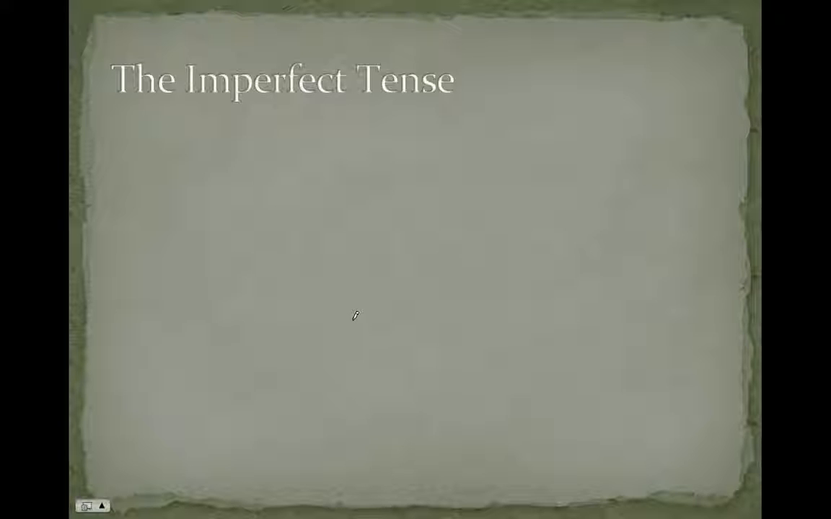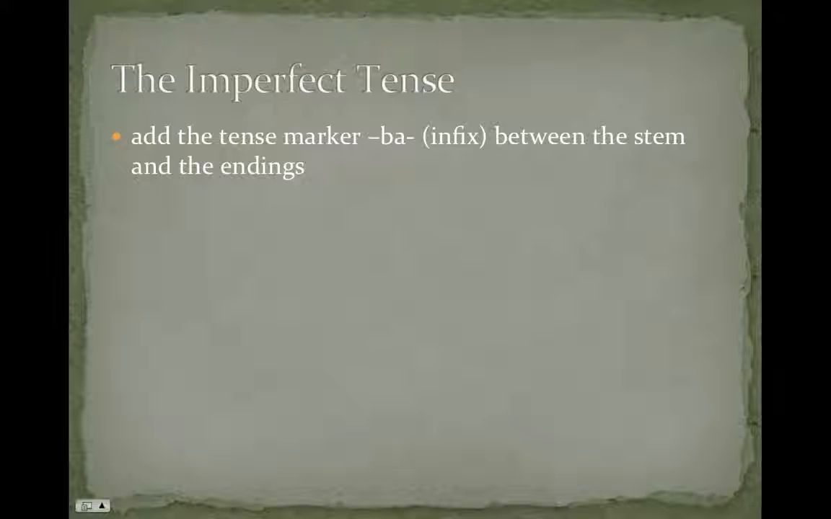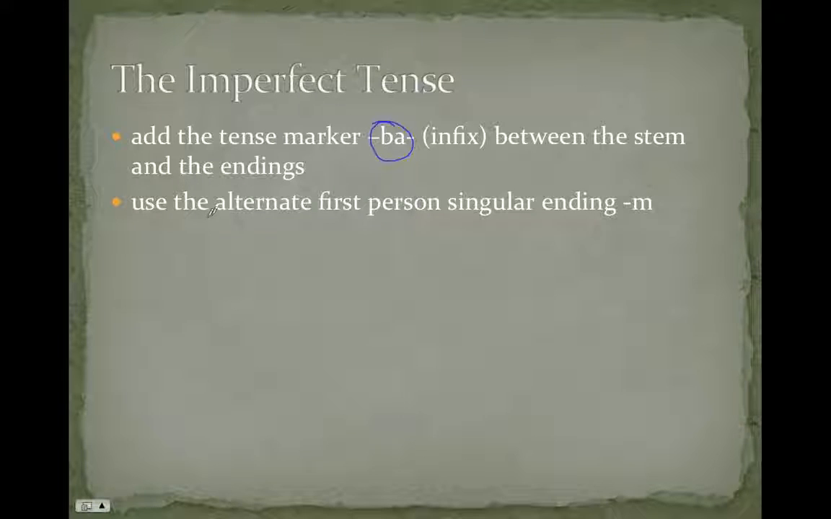The imperfect tense. We're going to still take our stem, but now we're going to add the tense marker, the infix BA, between the stem and the endings. So let's take a look at this. And one other thing you need to note is that instead of that first person singular O, we're going to use a first person singular M. And you'll actually find that in the course of your study that M is going to be a much more common first person singular ending.